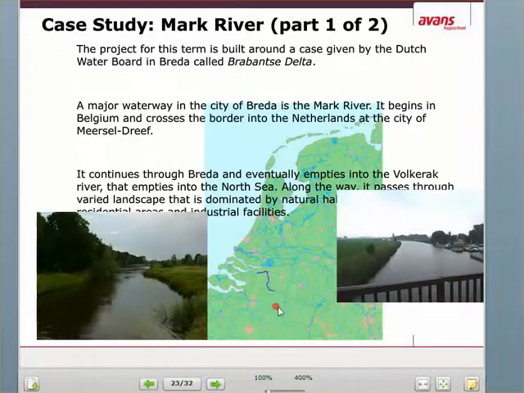So if you look here on the map, it's kind of difficult to see. Here is the border between the Netherlands and Belgium, and it starts in Belgium. It crosses the border near a city called Merksplas, right here. It goes upwards to Breda, and eventually it goes into the North Sea. So that's called the Volkerak, and then to the North Sea.